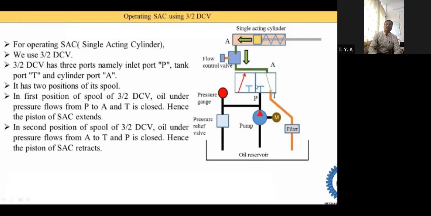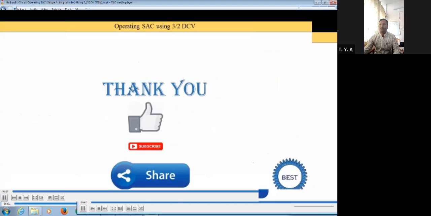During the second position, the pump does not supply the pressurized oil to these actuators. It goes again to the pressure relief valve and is again supplied to these cylinders. So in the second position the pressurized flow of oil is from A to T, so it is the return position. The pressurized port P is closed and the piston of the single acting cylinder retracts. So I hope you can clearly understand how the 3/2 DCV works.